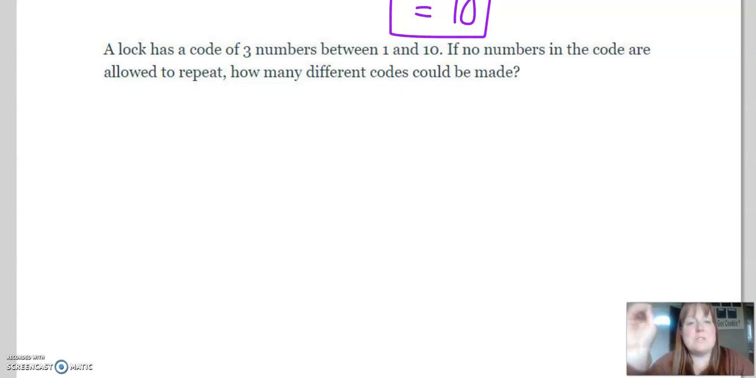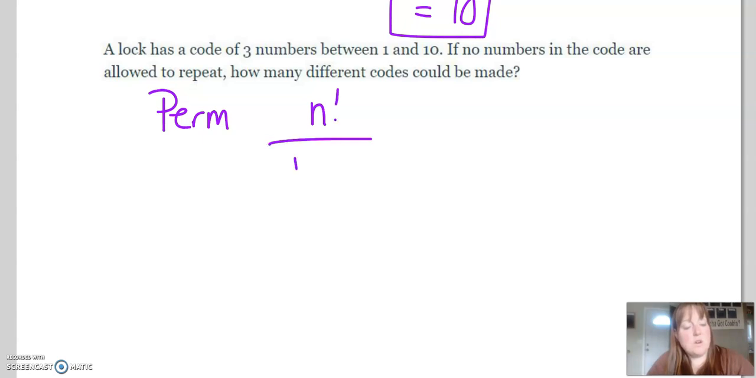So this is a lock code. We can't repeat numbers, and we want to figure out how many different codes we can get. So is this a permutation or a combination? Does order matter or does order not matter? In this case, order absolutely matters, right? 1, 2, 3 is different than 3, 2, 1 on most locks. So order matters, which makes it a permutation. So what's our permutation formula? n factorial over n minus r factorial.